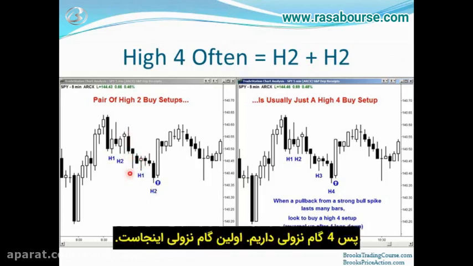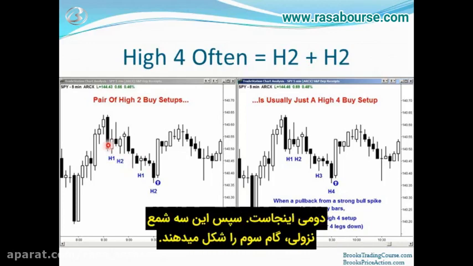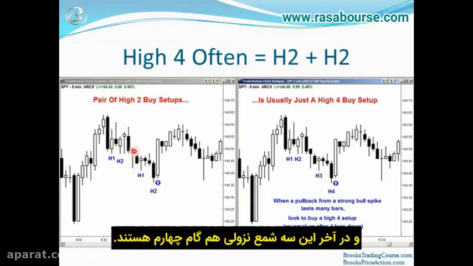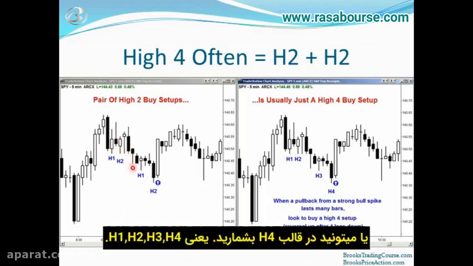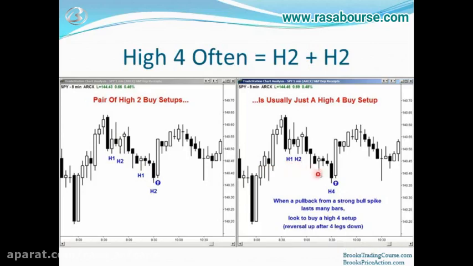We have a bear bar here for 1 push. We have a second push down here, a third push here with these 3 bear bars, and then a 4th push down with these 3 bear bars. So you can call it a high 2 and then a breakout and another high 2, or you could simply count it as a high 4: high 1, high 2, high 3, high 4.